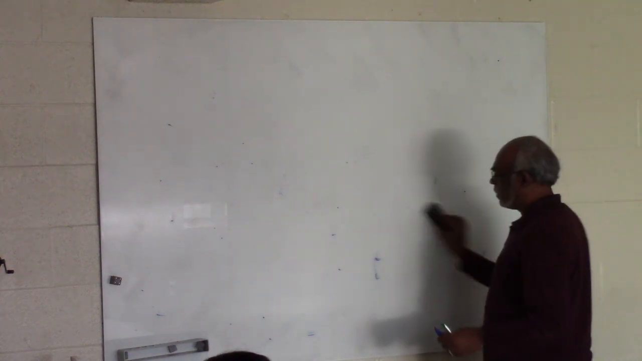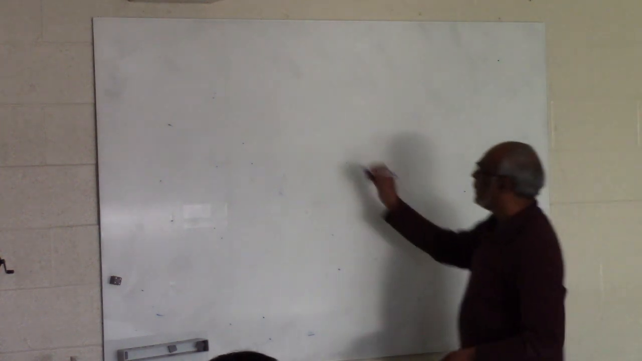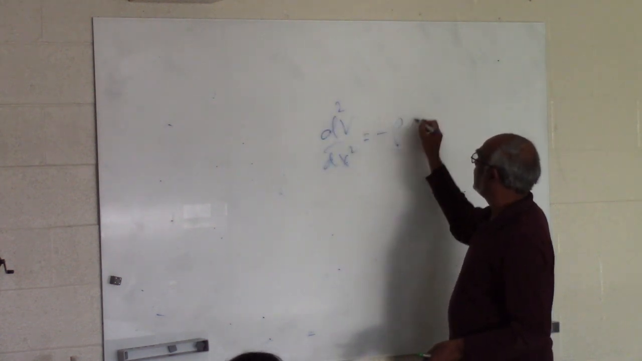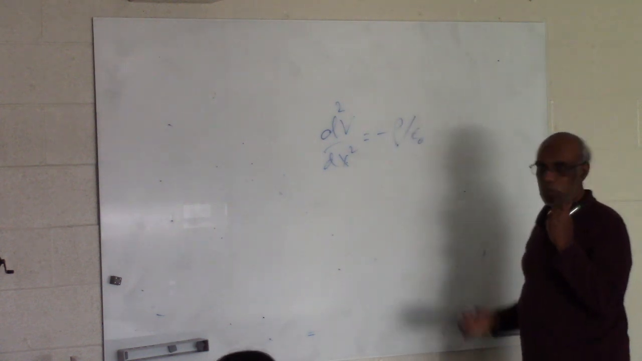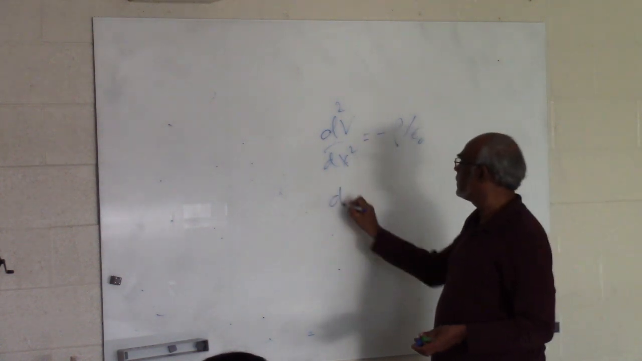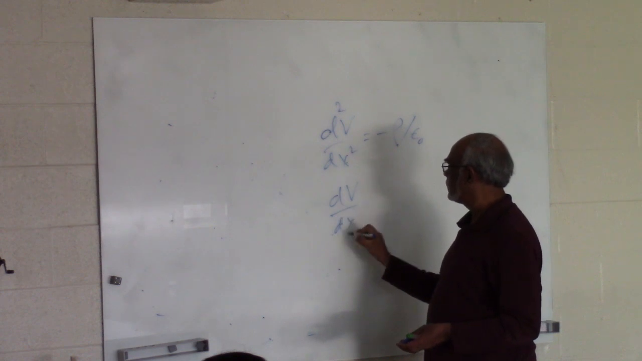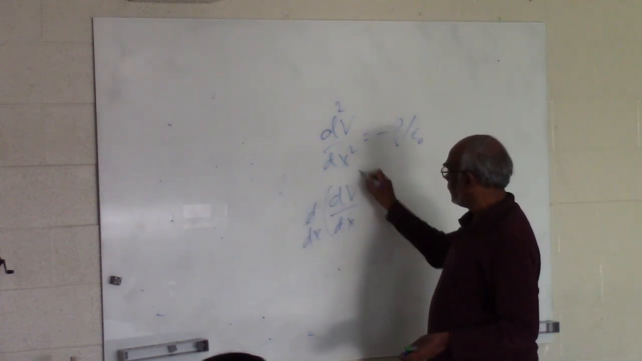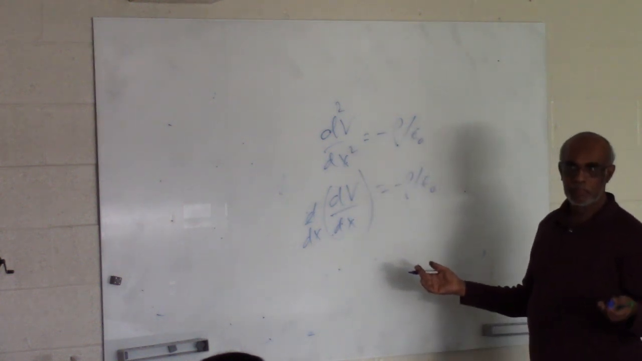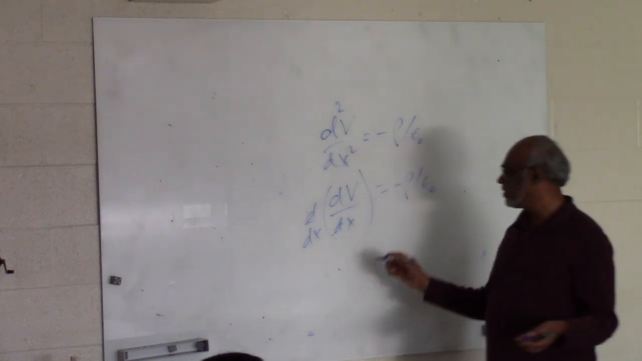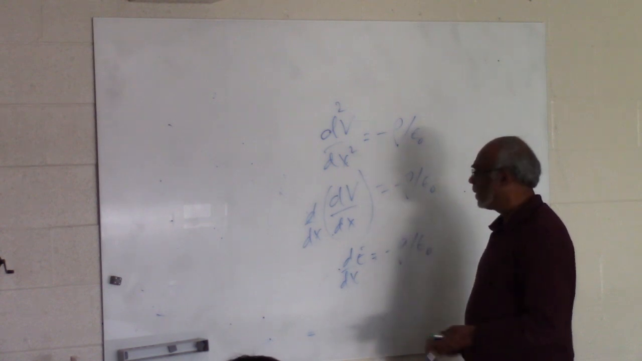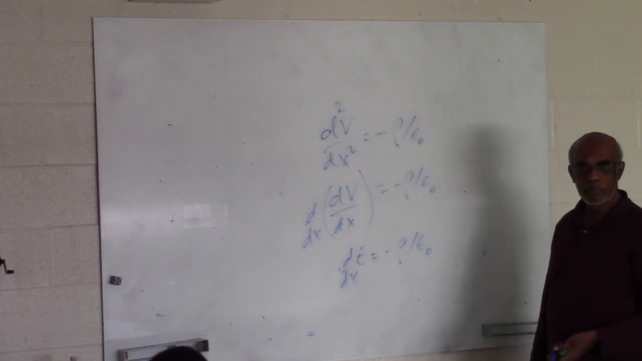Is everybody familiar with the Poisson equation? d squared V over dx squared equals minus rho over epsilon 0, or epsilon r if you have it. That's it. You can easily solve this one. You can write this as dV over dx equals minus rho over epsilon 0. What is dV over dx? That's minus E. That means dE over dx equals rho over epsilon 0. Now you can solve for E. How do you do that one?